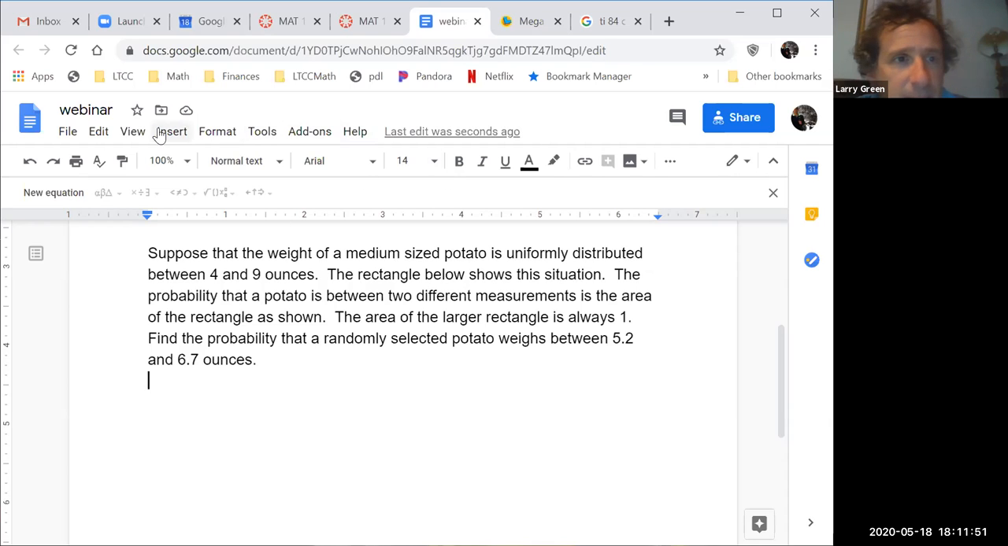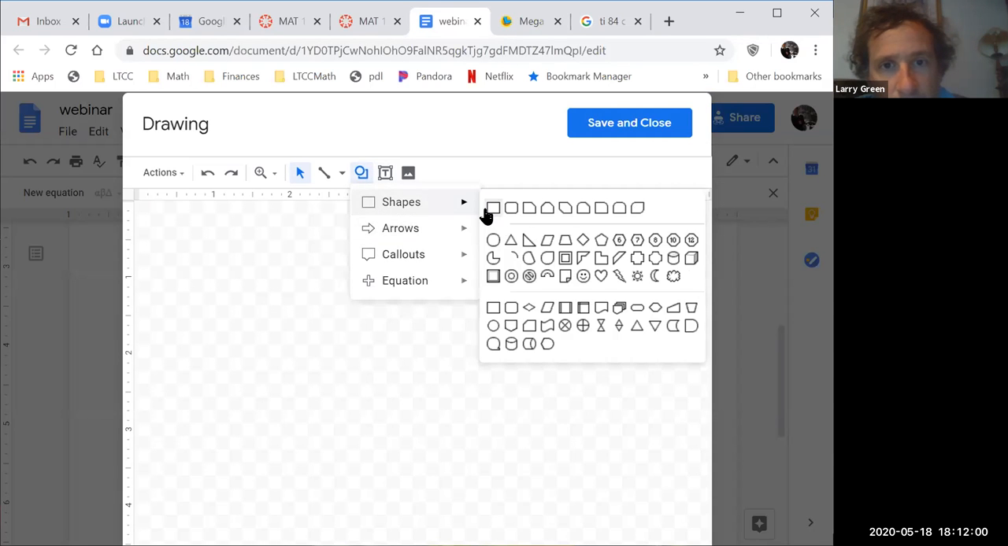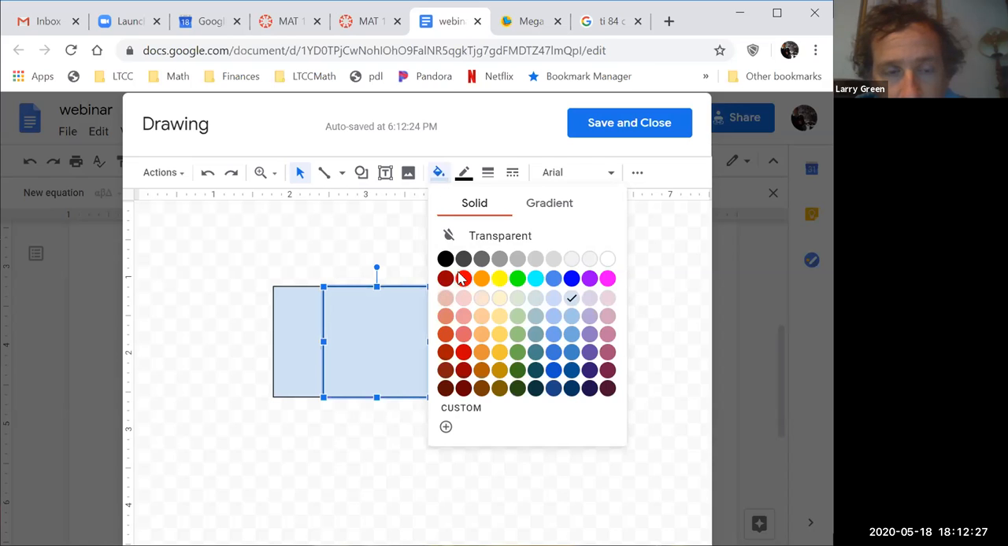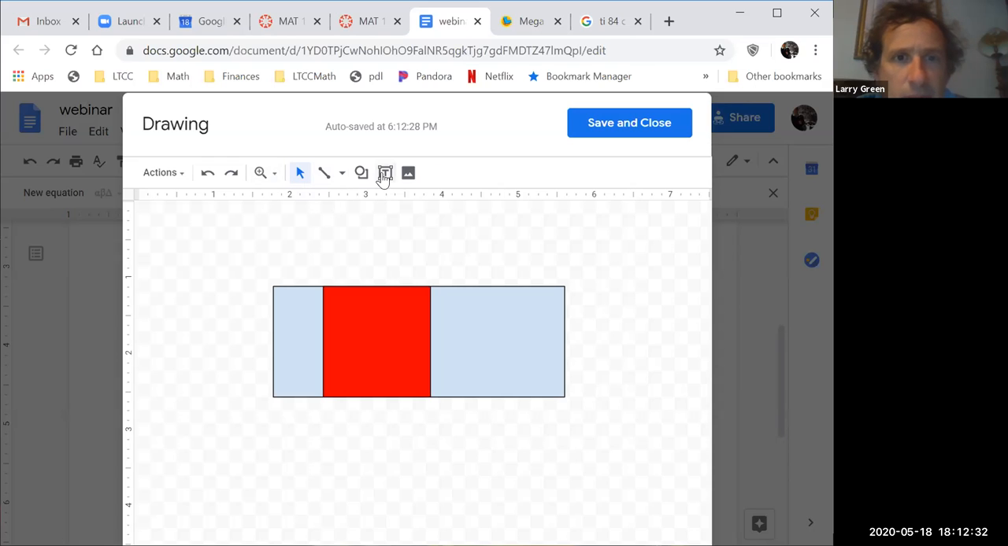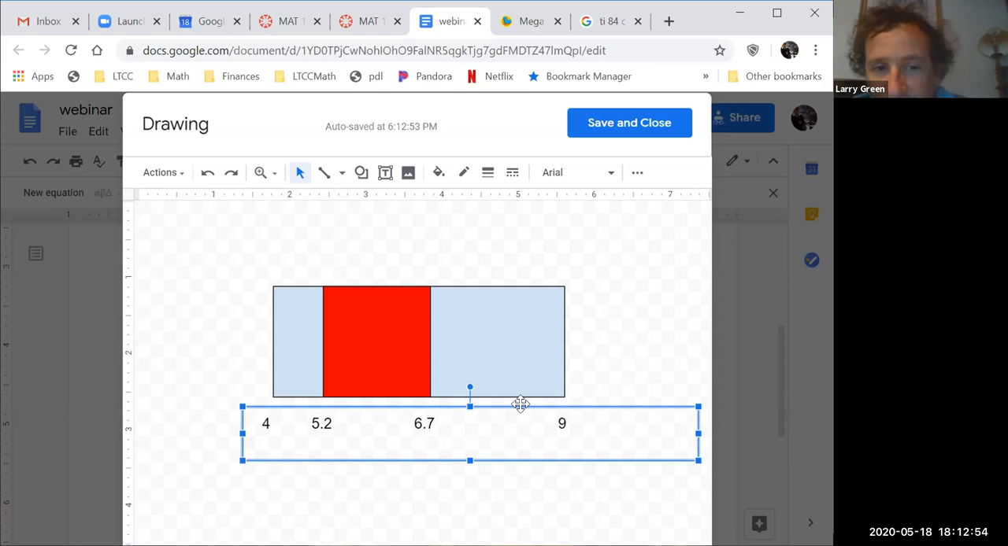So I'm going to draw a picture for you. So we got that one. Then another rectangle. That one, and let's color it. And let's put some numbers in. So the first number was 4, and then 5.2, and then 6.7, and then 9.